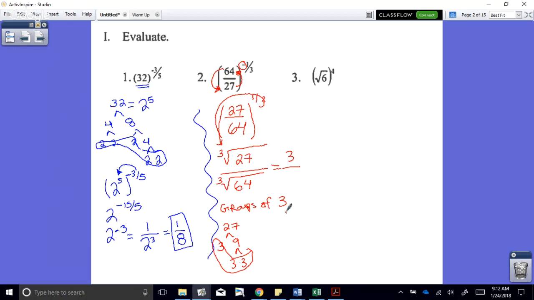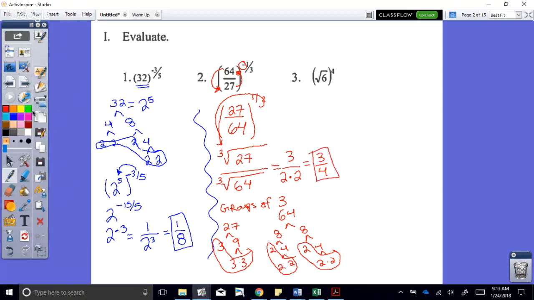Okay, cube root of 64, we're going to target the same way. So I've got, okay, 8 times 8 is 64. 8 is 2 times 4, and we said 4 was 2 times 2. 8 is 2 times 4, again, which is 2 times 2. You see, we have a group of 3 2's, and we have another group of 3 2's. So we have a 2 that comes out, and another 2 that comes out. Okay, together, 2 times 2 gives me 4. So my final answer that I'm looking for is 3/4.